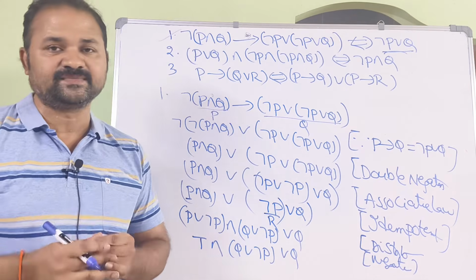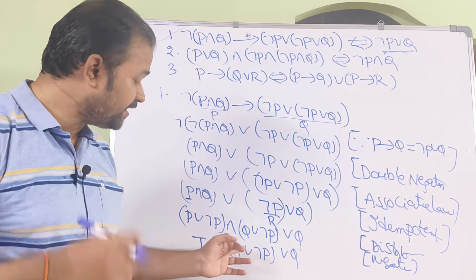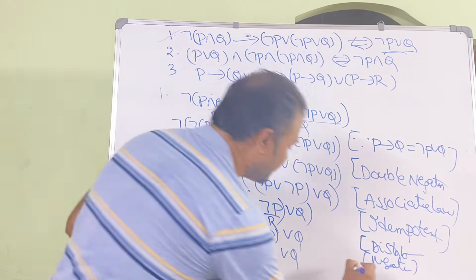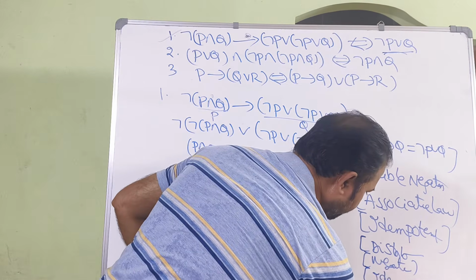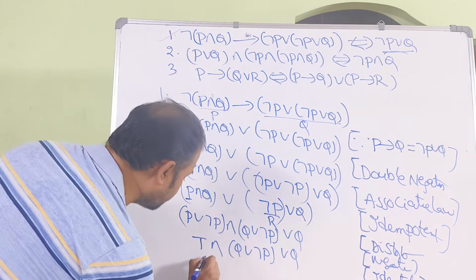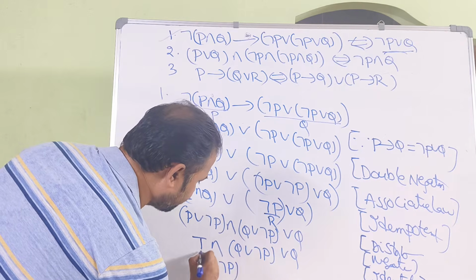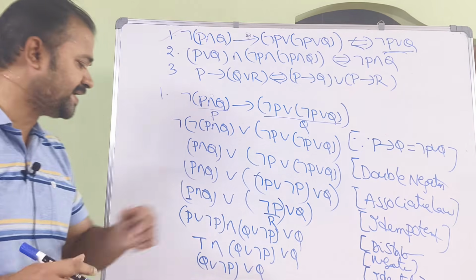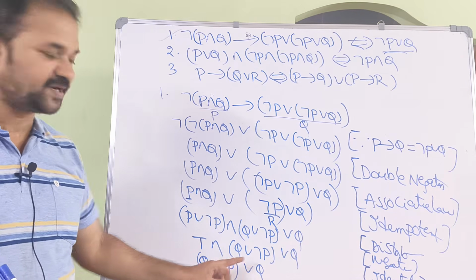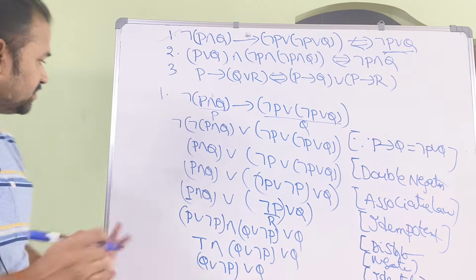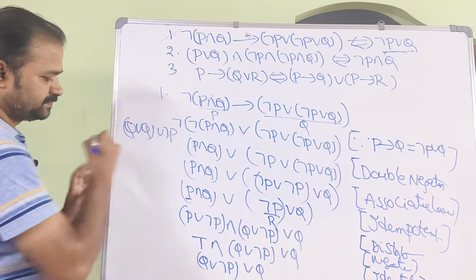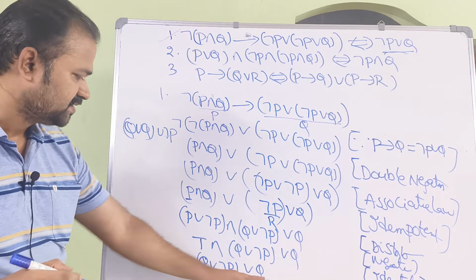Next, true and anything is nothing but that anything. Which law is this? The identity law. So true and anything is nothing but that anything. So Q or negation P or Q. Here the or is the same symbol, so we can combine these two propositions. So we can write that as Q or Q, or negation P. So this is nothing but which law?